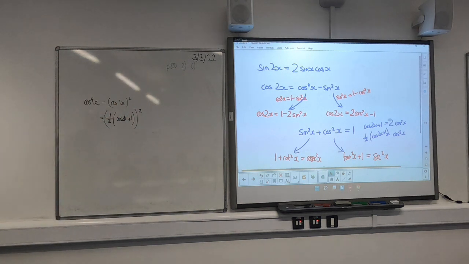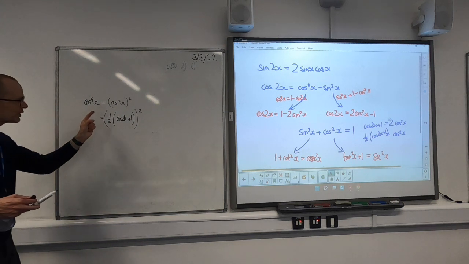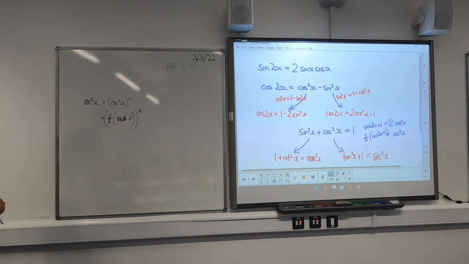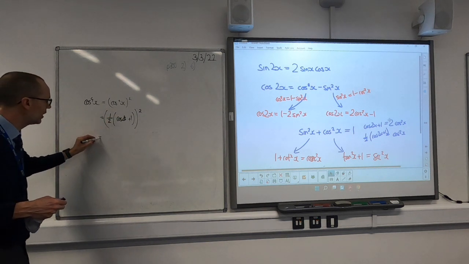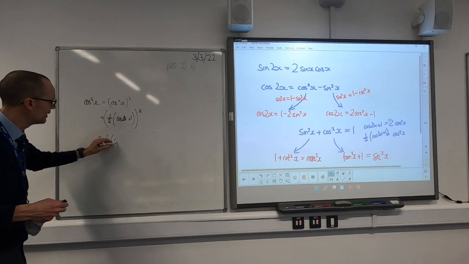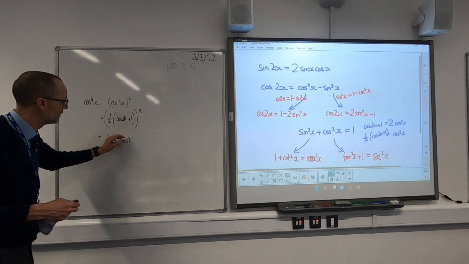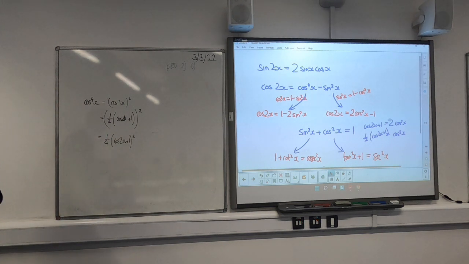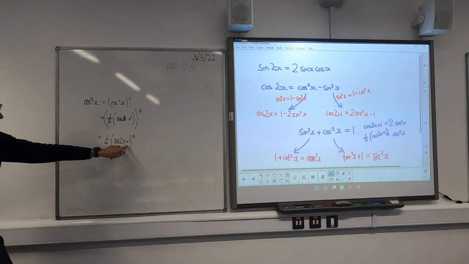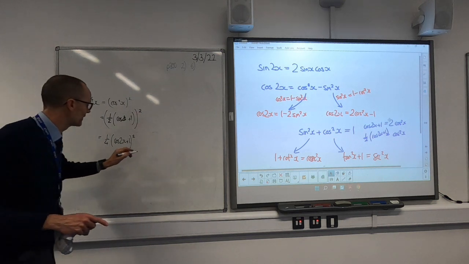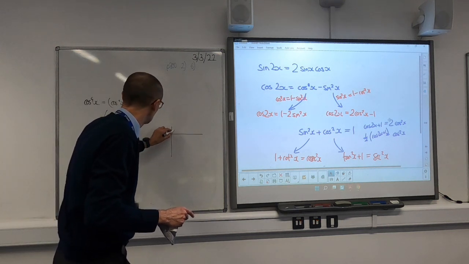A whole lot of brackets going on there. Now we talked about this yesterday. When I'm squaring a product, two things multiplied together, I can just square the two things separately. So I can write that as a half squared, which is a quarter, times cos 2x plus 1 squared. However, if I'm adding or subtracting two things and wanting to square them, I've got to grid that out. So let's grid that out.